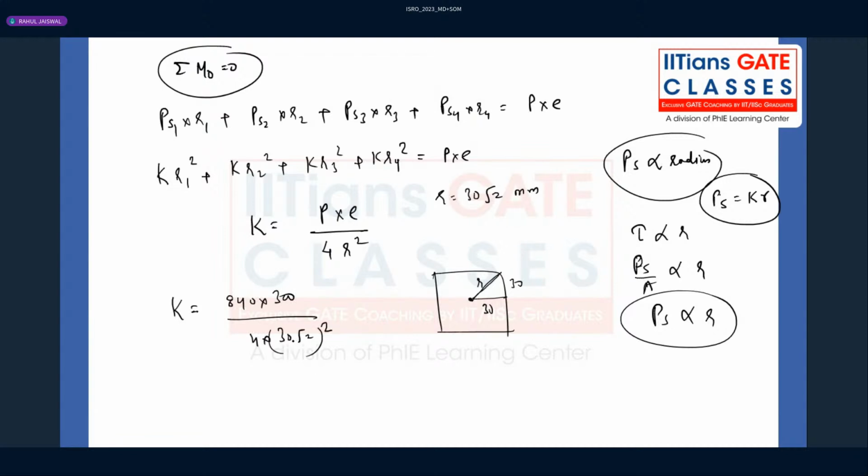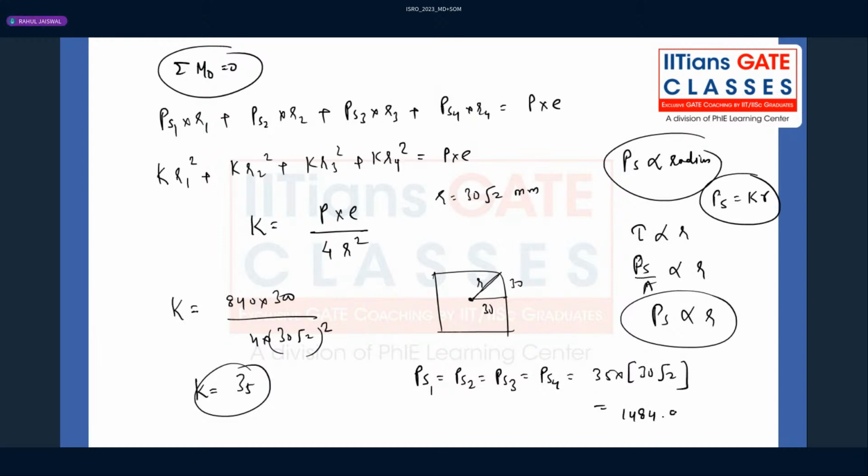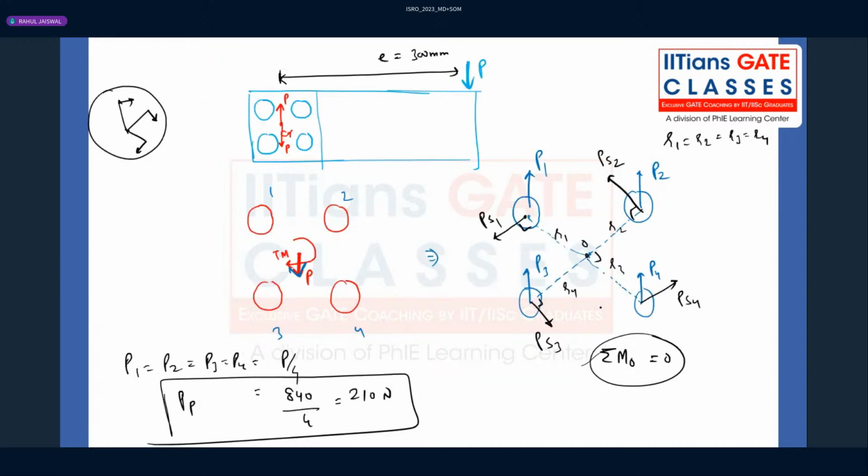Now when you calculate K, how much K value are you getting? 840 into 300 divided by 4 divided by 900 divided by 2. You will be getting 35. Multiply with that, you will get the secondary force. PS1, PS2, PS3, anything, you will get the same. 35 into R1, R is 30 root 2. What is the secondary force you are getting? 35 into 30 into root 2. You will be getting 1484.924 Newton.